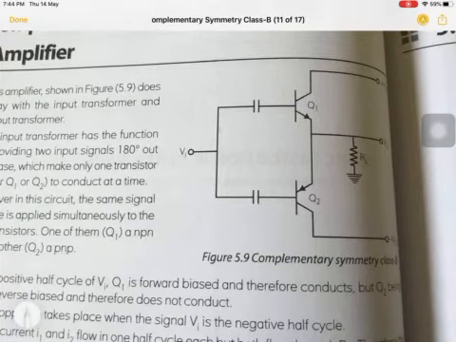Now this is the complementary symmetry amplifier. In complementary symmetry, for a positive half cycle the current goes in this direction. In the negative half cycle the current goes in this direction. So this is the direction of current in the complementary symmetry class B amplifier. This is the circuit diagram.